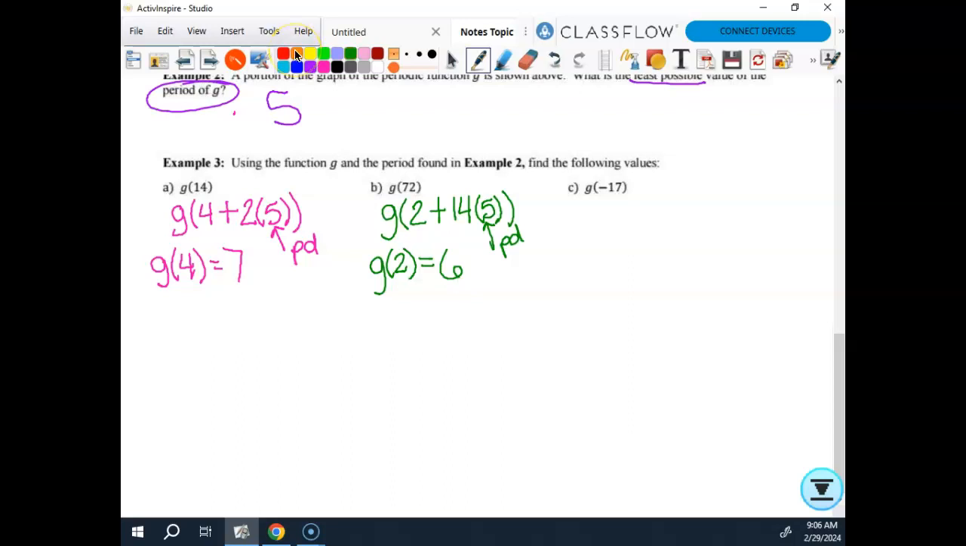Alrighty. Now, g of negative 17. So some of the negatives we have to think through a little bit differently, but really this one we can do almost exactly the same. How many 5s go evenly into negative 17? 3, okay?